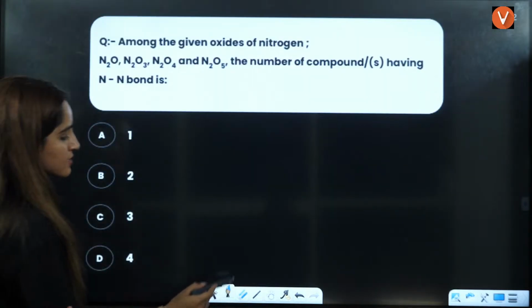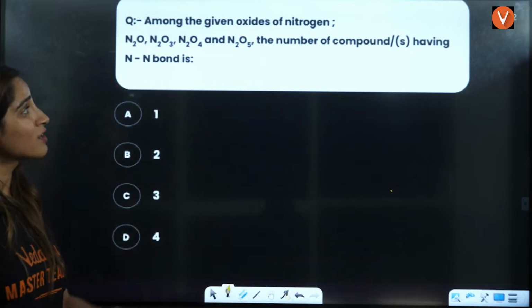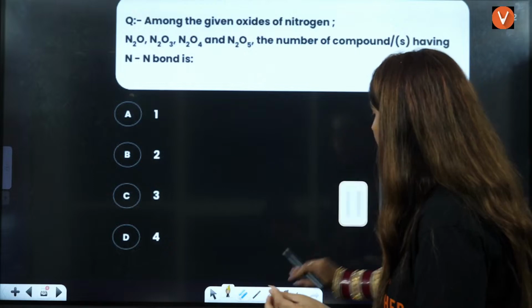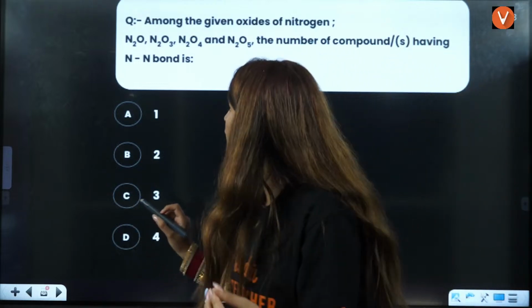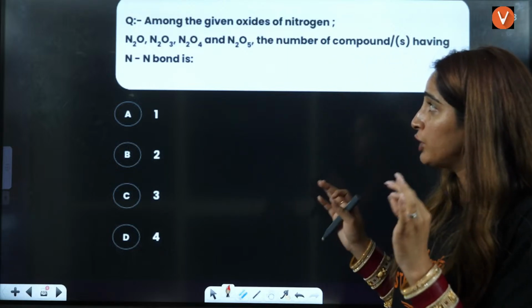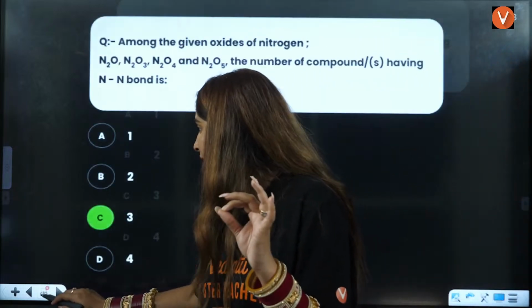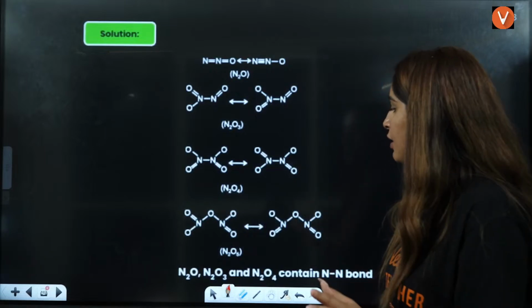Next is: among the following given oxides of nitrogen, the number of compounds having an N-N bond. So this is directly from the structure. The options are N2O, N2O3, N2O4, N2O5. They can also ask you about the odd number of electrons here. This is what they have asked previously also.